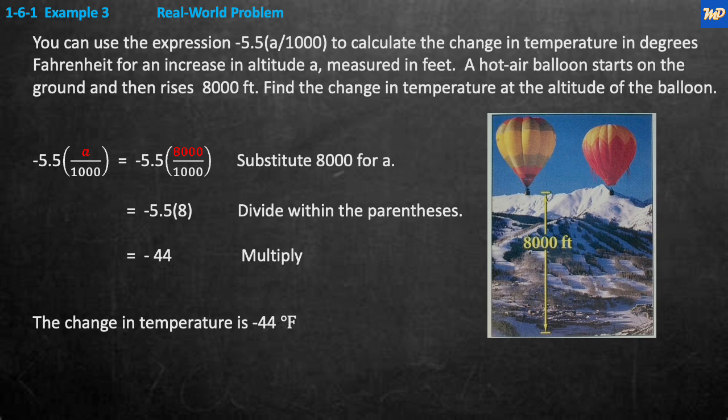So a hot air balloon starts at the ground and then rises 8,000 feet. It started at the ground, we'll call that 0. Rises 8,000 feet. Find the change in temperature at the altitude of the balloon.